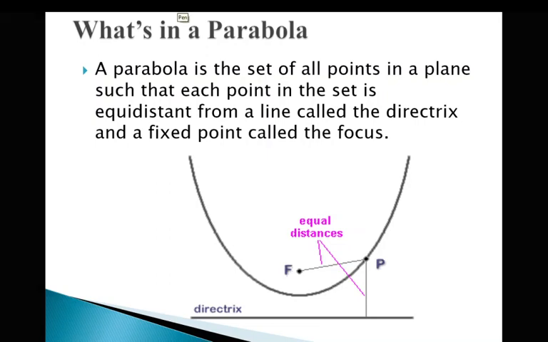Now, what's really important is that this point right here, which we call the vertex, means that the distance from the focus to the vertex and from the vertex to the line called the directrix has to be equal. We actually call that distance p. We'll talk about p later when we talk about the equations, but it's going to come back and be really important.